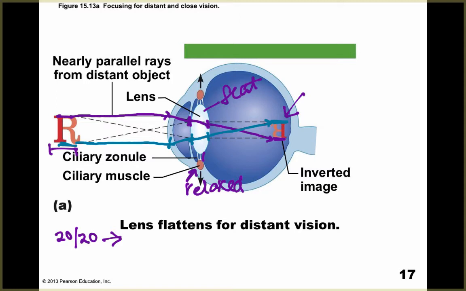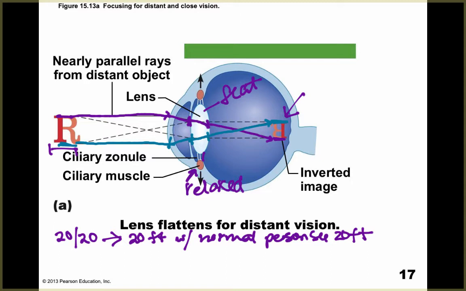Basically, it says you're seeing at 20 feet what a normal person, or what we consider to be the emmetropic eye, sees at 20 feet. And what a normal person sees at 20 feet is that you're able to see that print at 20 feet away without changing the shape of the lens.